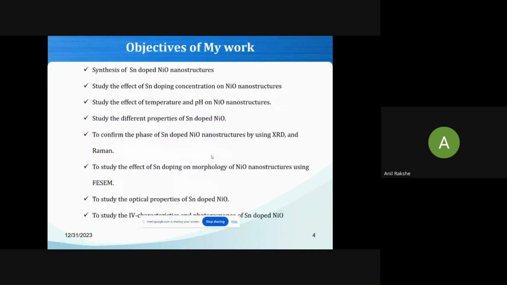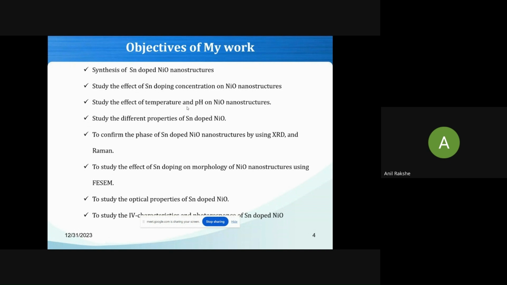Next are the objectives of my work: synthesis of tin doped nickel oxide nanostructures; study the effect of tin doping concentration on nickel oxide nanostructures; study the effect of temperature and pH on the same; study the different properties of tin doped nickel oxide; and confirm the phase of Sn doped NiO nanostructures using XRD and Raman spectroscopy.